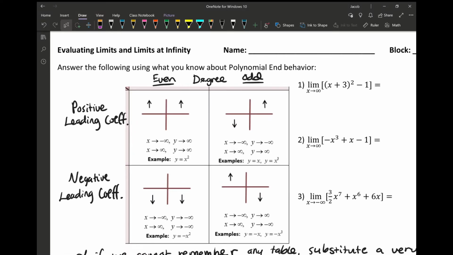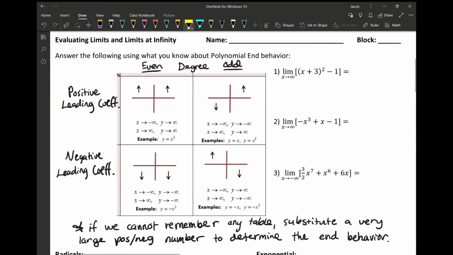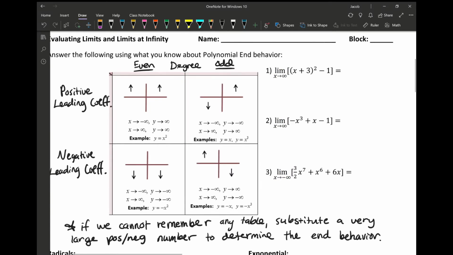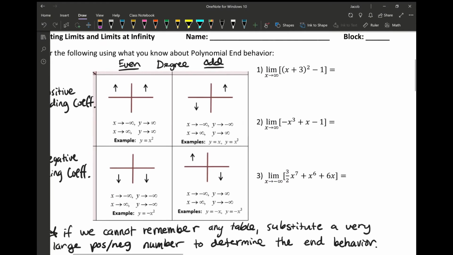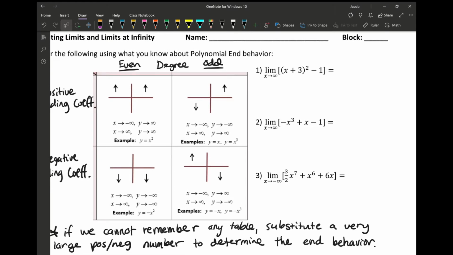So when you're asked about limits at infinity, I've got a lot of information here, but notice the limit notation here is asking about limits as x approaches negative infinity or positive infinity. So they'll always be set up like this. However, the equation is going to be pretty specific to a certain type of function.